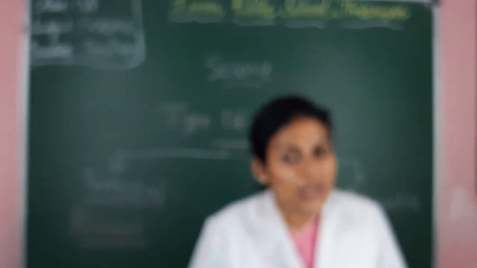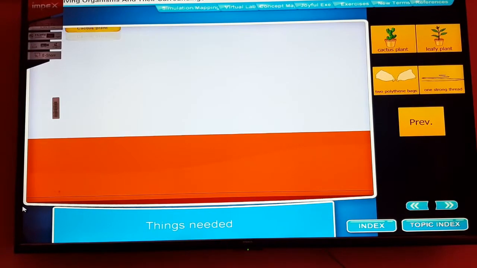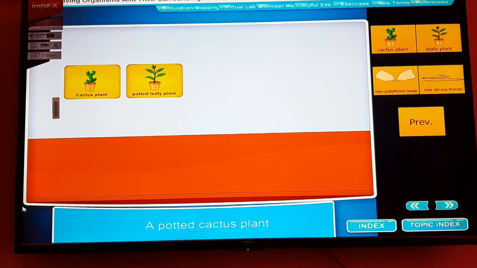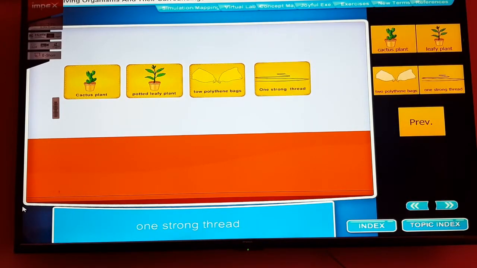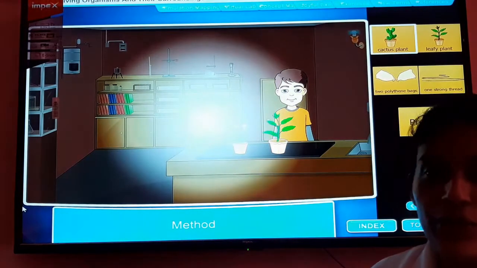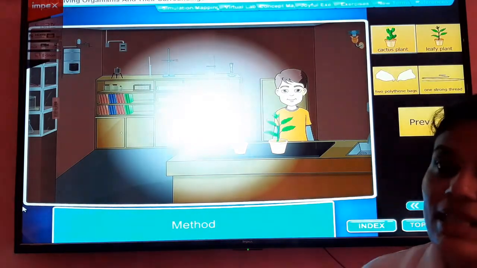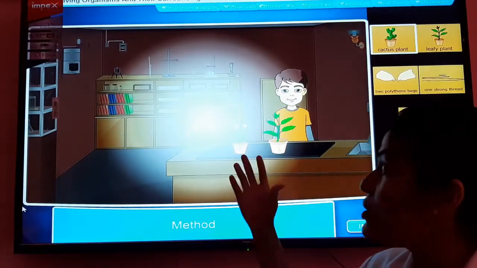So the teacher will demonstrate the activity. Dear children, kindly go through. Activity 2. To show that desert plants lose very little water through transpiration. Things needed: a potted cactus plant, a potted leafy plant, 2 polythene bags, 1 strong thread. Method. So dear children, here we are going to prove that desert plants like cactus need less water than our normal terrestrial plants.